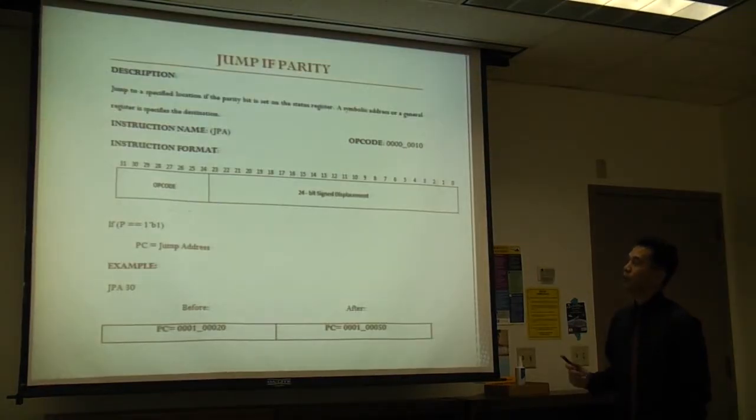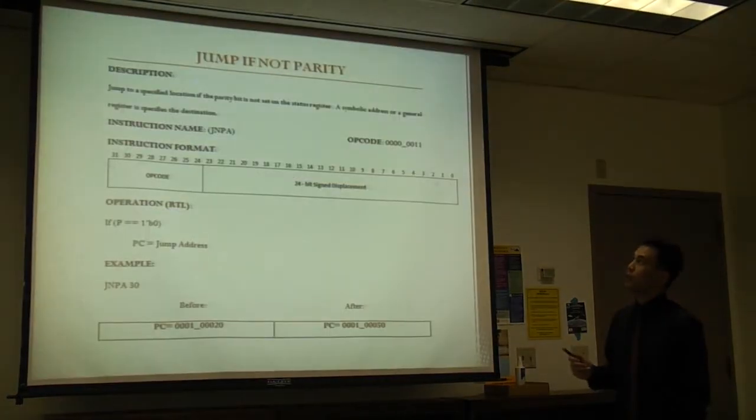We also have jump if parity. Our opcode is 000010. We have the same format as jumps, so we get the 24-bit value, we sign extend it, and we add it to the current IP. Our RTL is right here: if P equals 1, we jump. The example is right here, the PC changes.